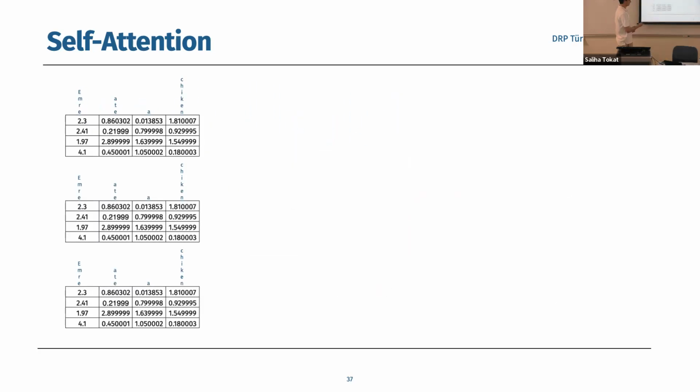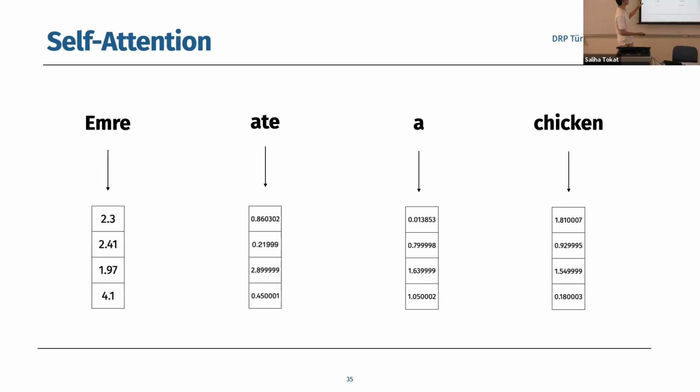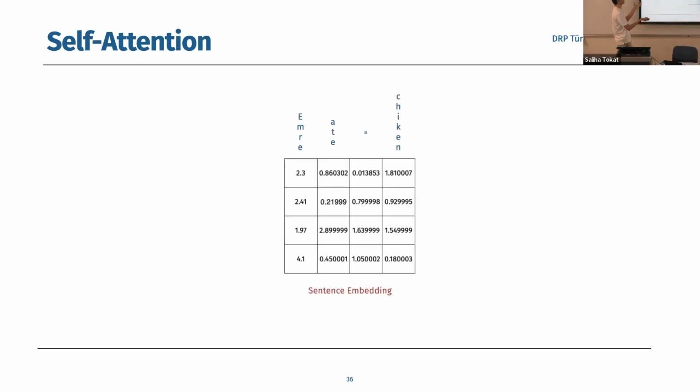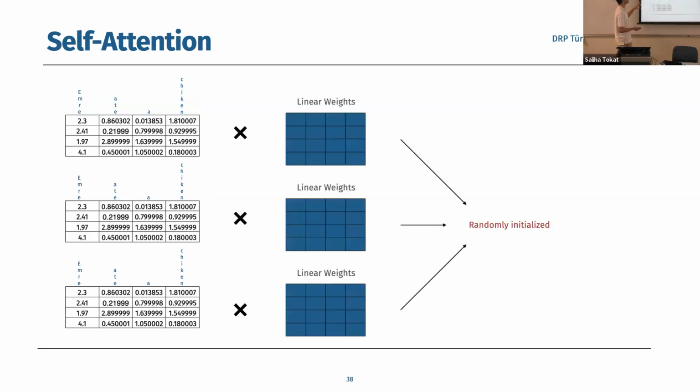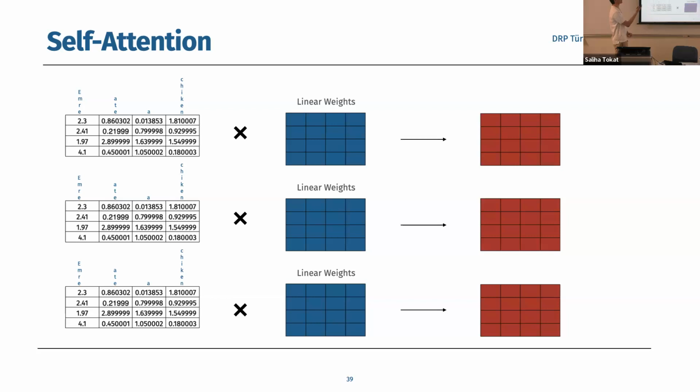Let's go back to our example. Here we have these word embeddings, and if we merge them, we get our sentence embedding. After that, to get our query, key, and value vectors, we just have to copy our sentence embedding and pass it through linear layers. These linear weights are randomly initialized at the beginning of the training loop, and we just multiply them to get our linear transformation. After doing these calculations, we get our query, key, and value vectors.